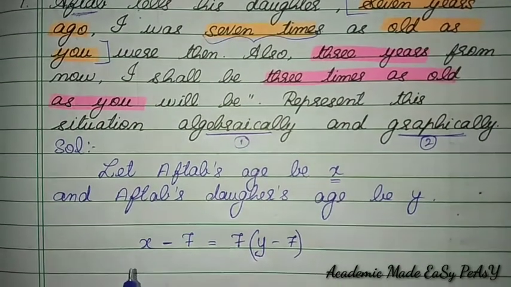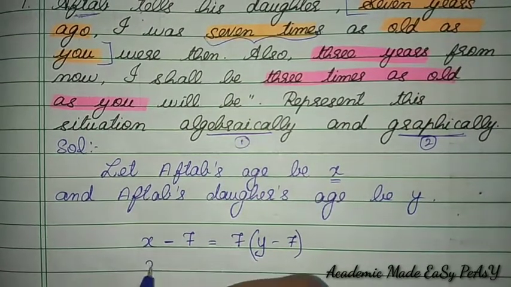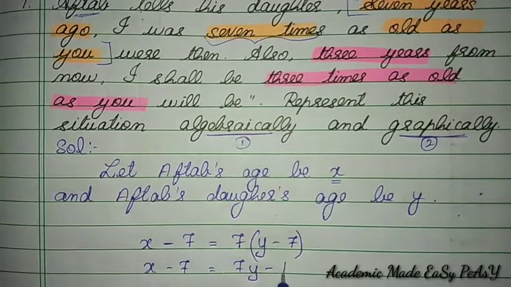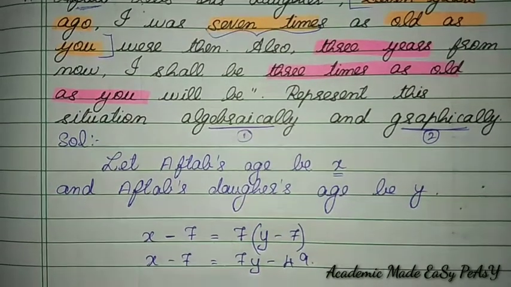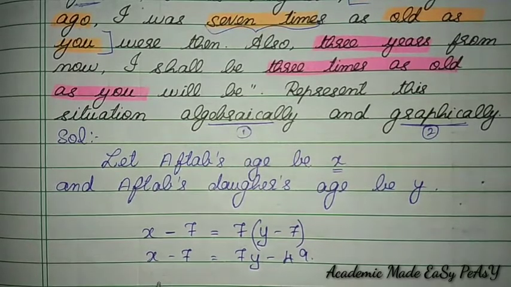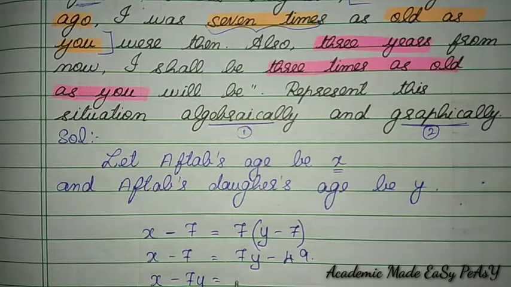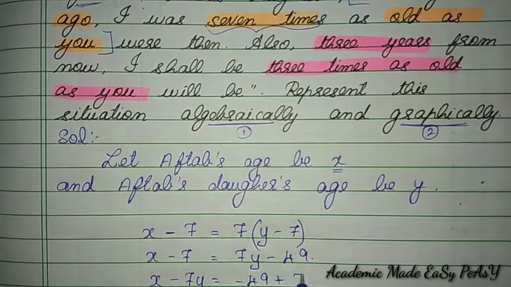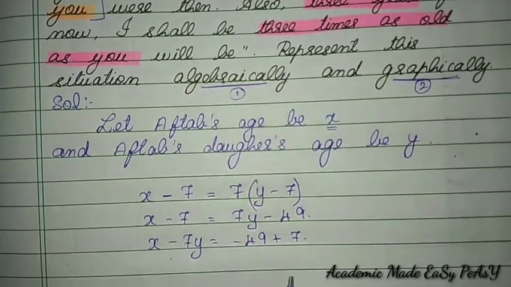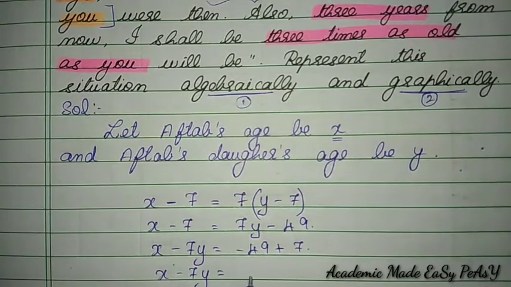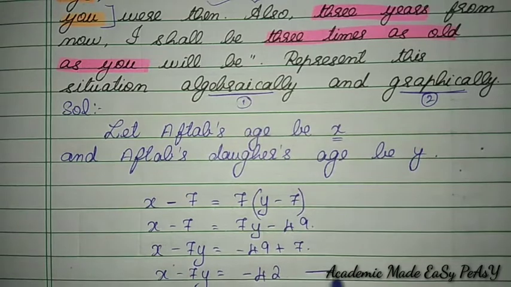Now I will start simplifying this equation. x minus 7 is equal to 7y minus 49. I will have the variables on one side. So x minus 7y is equal to minus 49 plus 7. So x minus 7y is equal to minus 42. This is my equation 1.